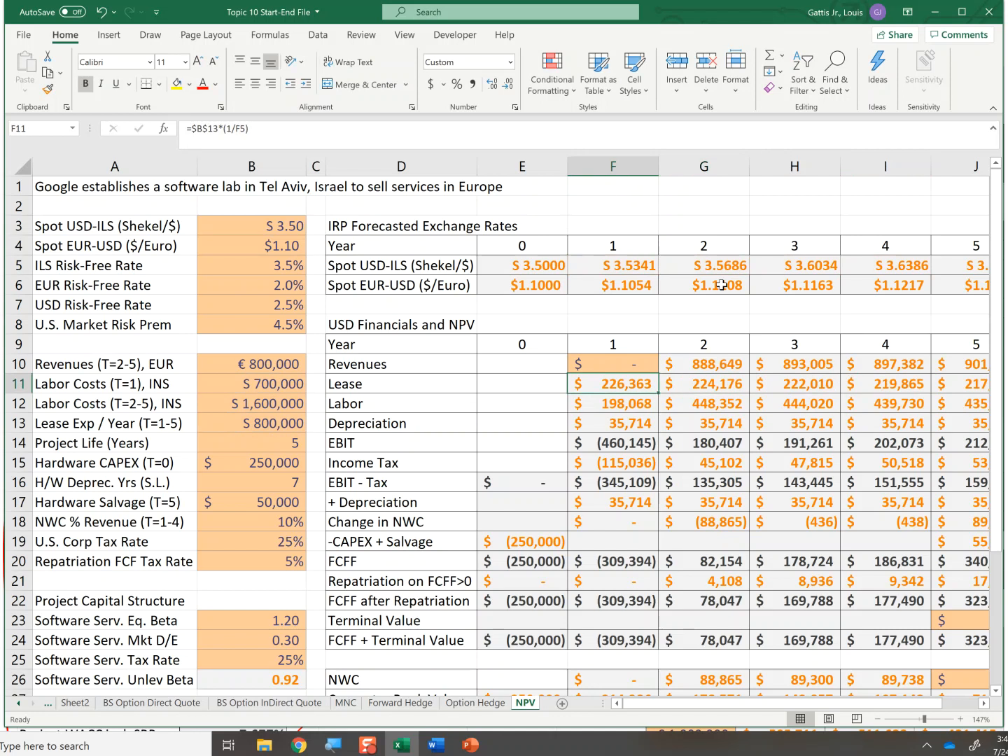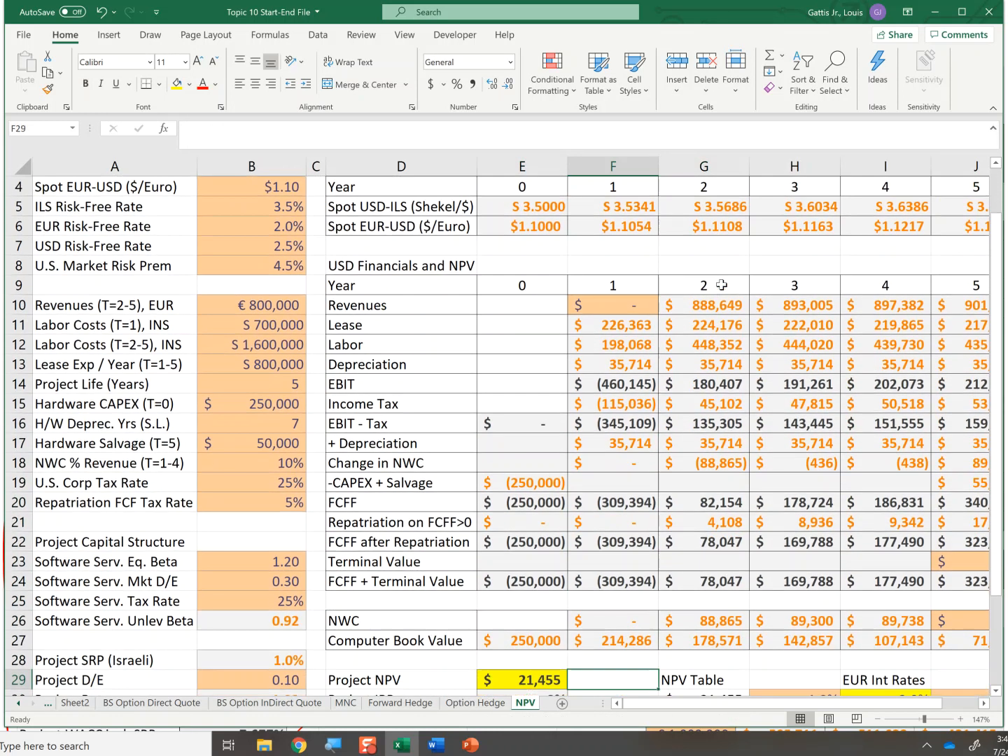Don't use the spot price. That's only for today's. Depreciation is $250,000 depreciated straight line over 7 years. That's already in dollars. That gets my EBIT. Take out taxes, get my EBIT minus tax, add back depreciation.